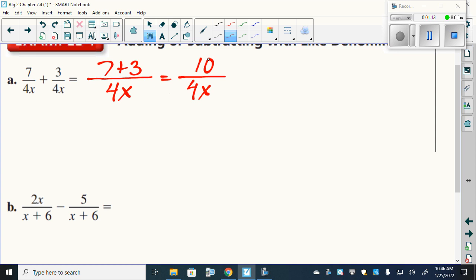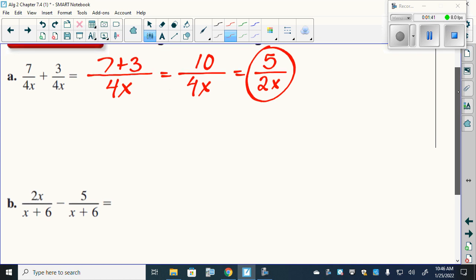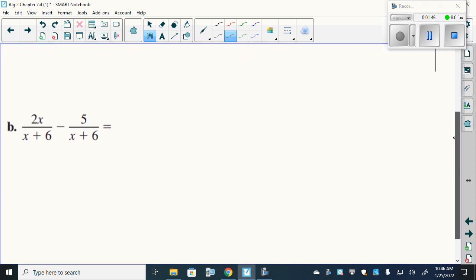Now, once we finish adding or subtracting, we do need to make sure we cannot simplify the top and bottom. And here, the 10 and 4 do have a common factor between them, which is 2. So the 10 would simplify by 2, and the denominator would simplify by 2, giving 2x. So this here would be our answer. Any questions on A? Let's look at B.